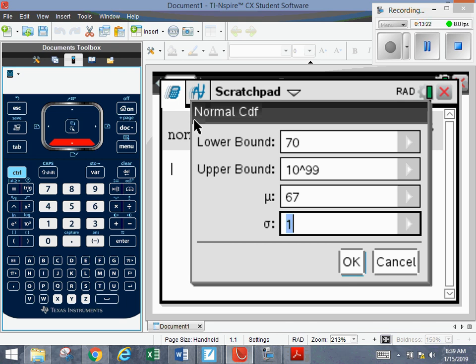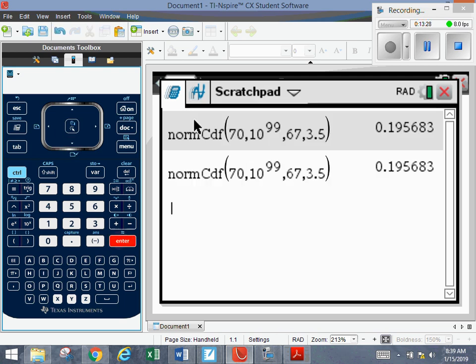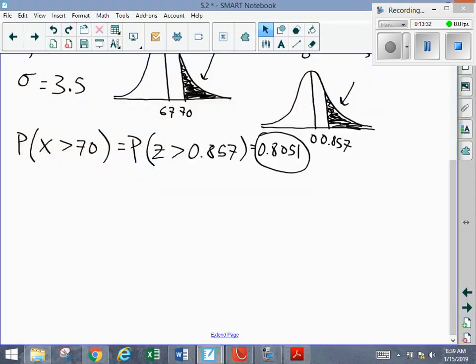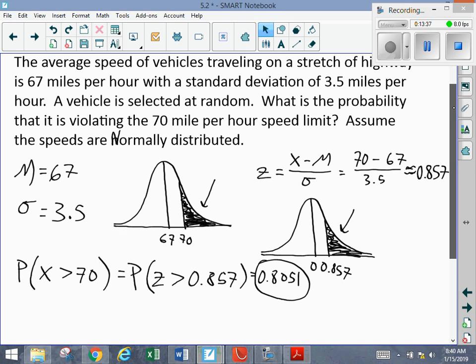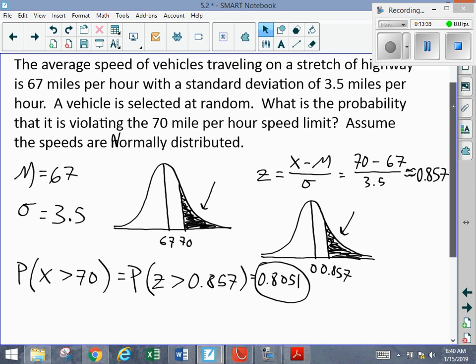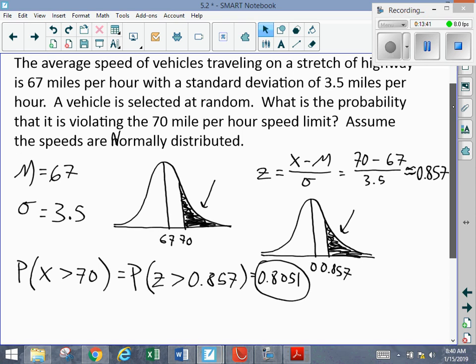Maybe one of our other calculations is on. Because I don't imagine we're going to get a different number. Okay, let's look back at what we did before. I must have made some error. 70 minus 67 divided by 3.5.